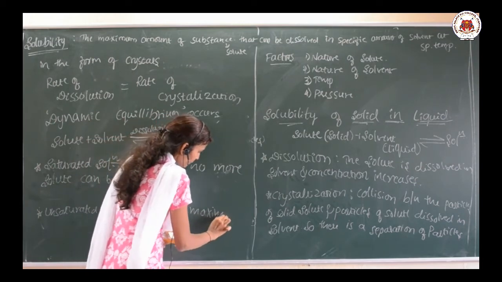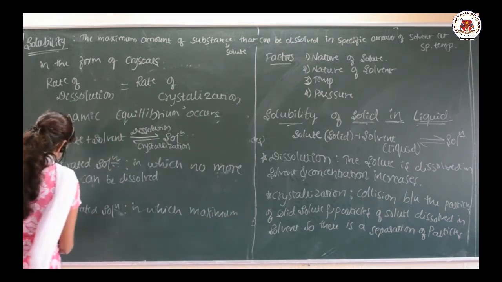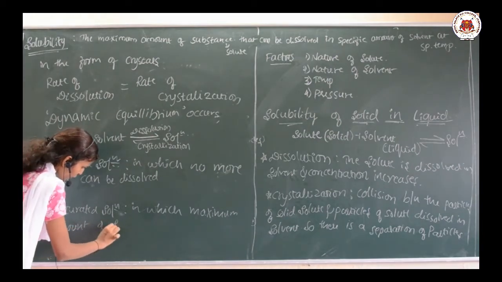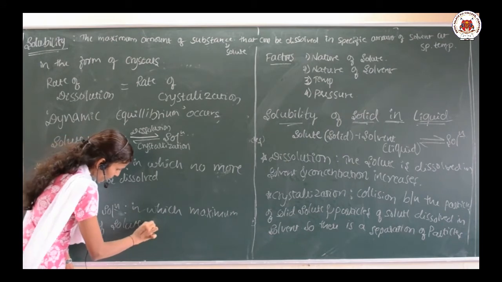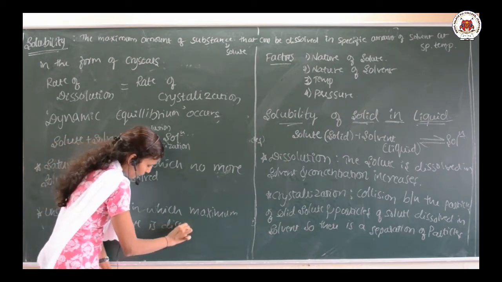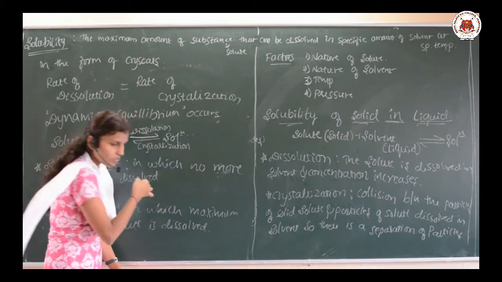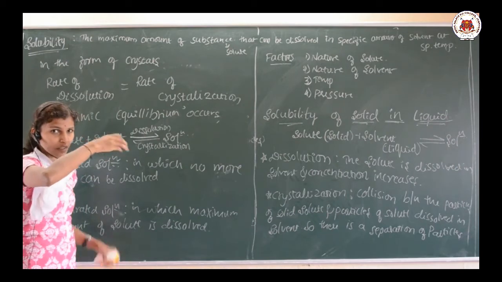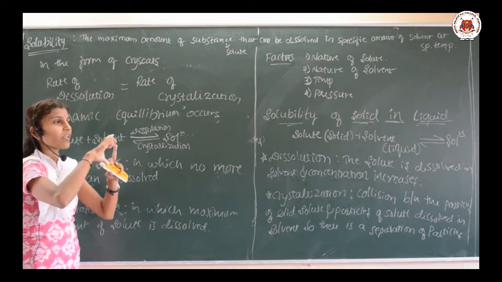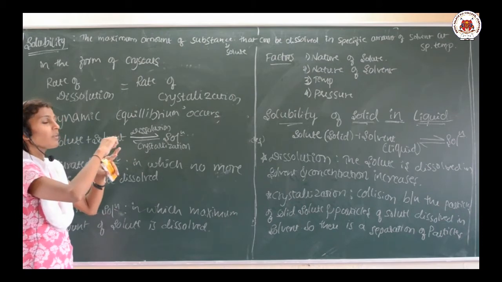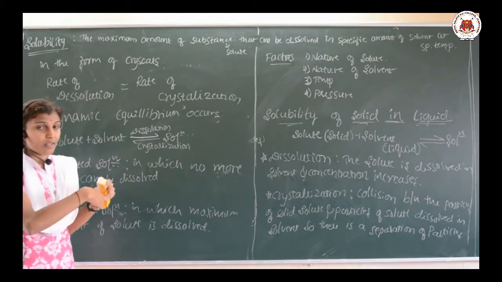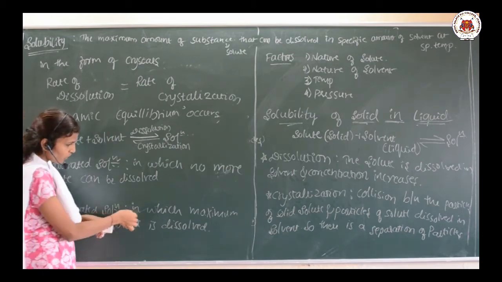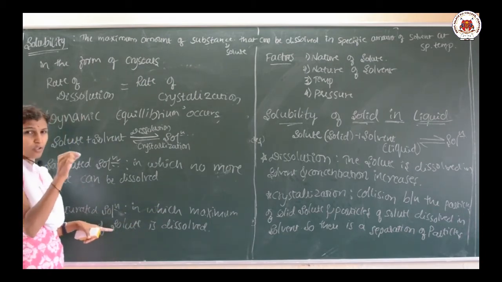maximum amount of solute is dissolved. Maximum amount of the solute is dissolved. So, as I am adding the solute, it gets dissolved, it will go on dissolving. So, when it stops dissolving, at that time it becomes saturated. Until then it is unsaturated. It means an unsaturated solution is a solution in which maximum amount of the solute is dissolved.